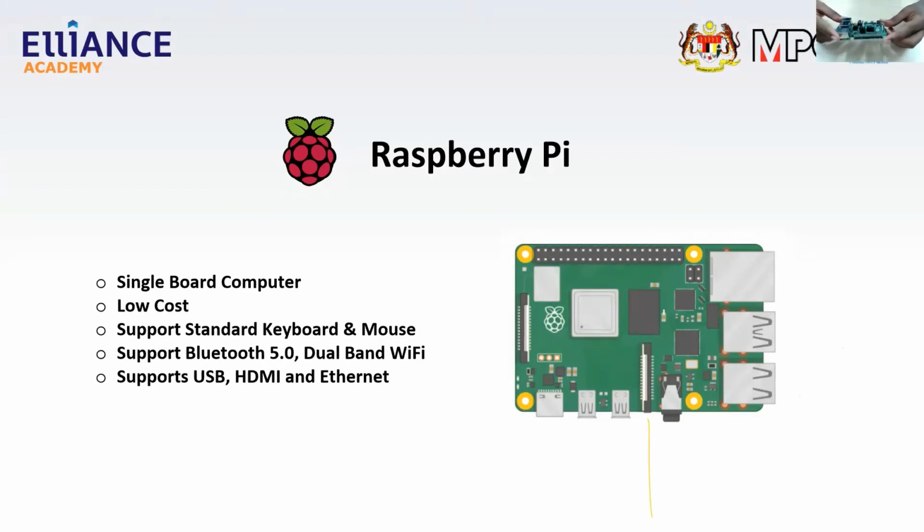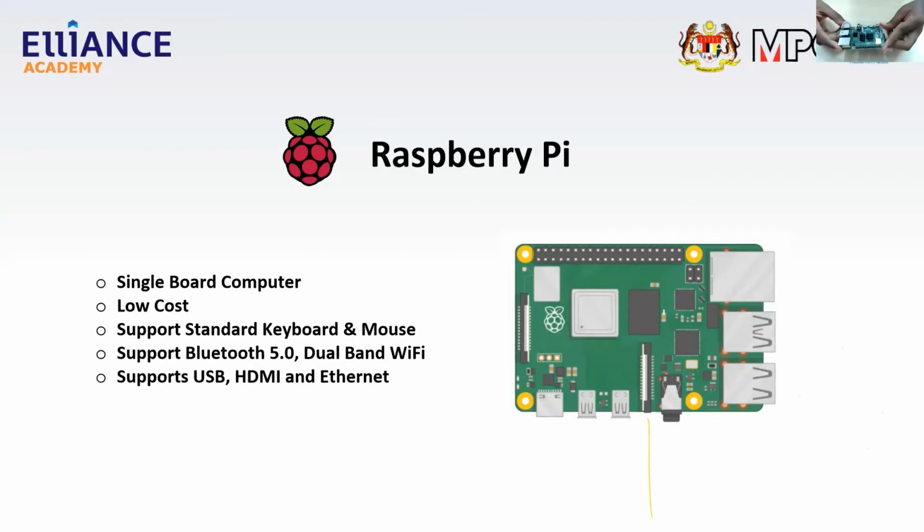It's also a low cost compared to a normal computer. That is why most of us prefer using Raspberry Pi instead of a computer. Smaller in size and lower in cost. So this Raspberry Pi supports a standard keyboard and mouse. So you see here there's USB, so we can plug in our keyboard and also our mouse. It also has a built-in Bluetooth 5.0 and also a dual band Wi-Fi connection. Means it supports Bluetooth connection and also internet connection.